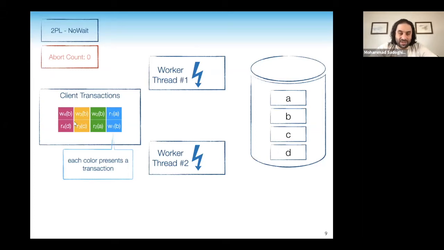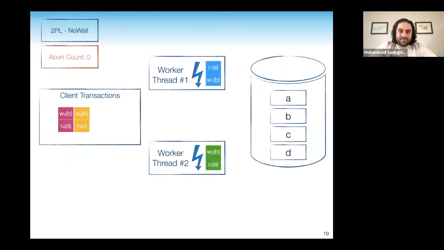And what we have here are four transactions. Each color is a different transaction. This is read value A, this is write B, read A. So these are the operations. We have four transactions, and this is our database with four records. So now let's see one possible non-deterministic execution.